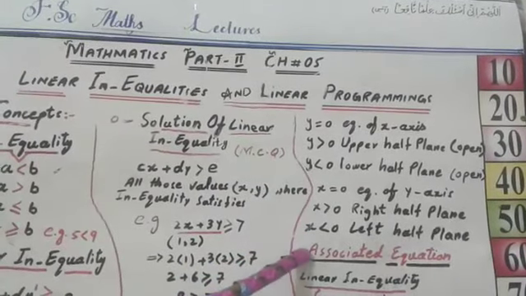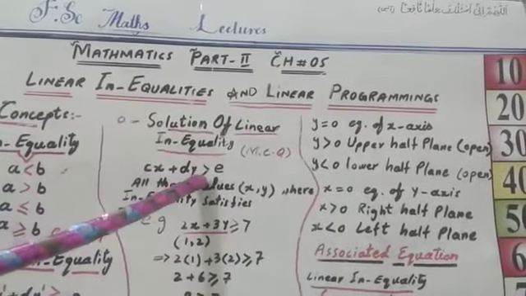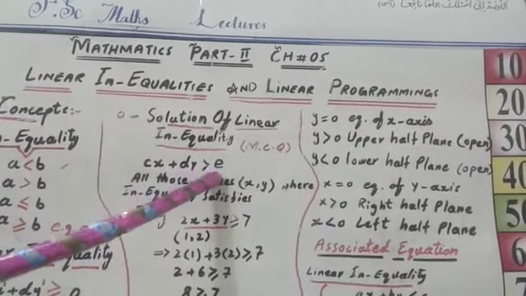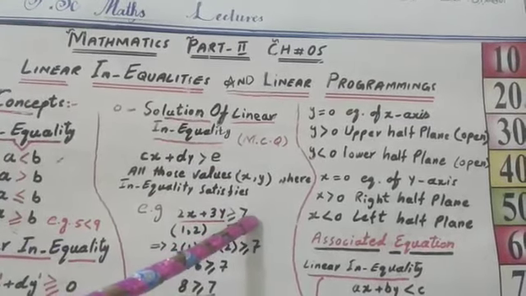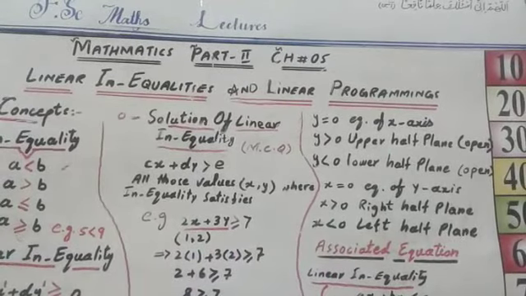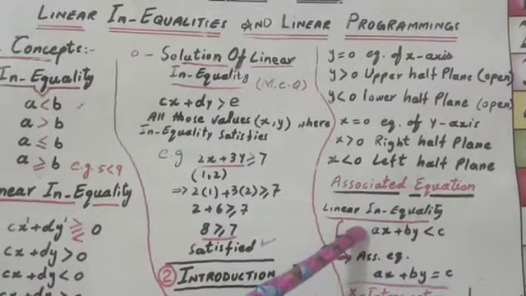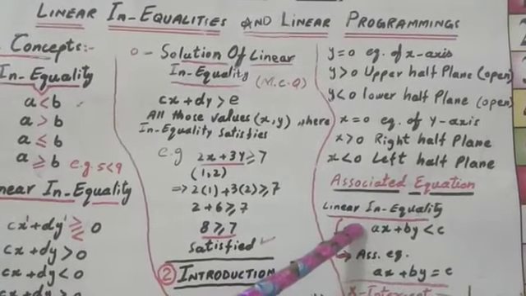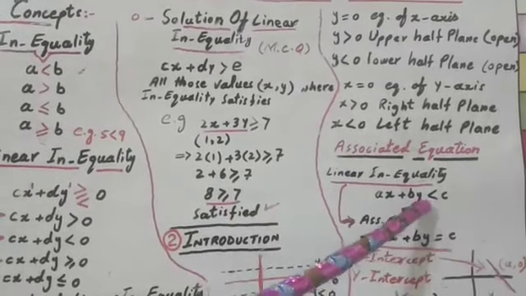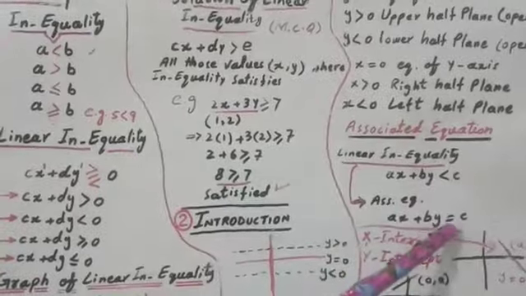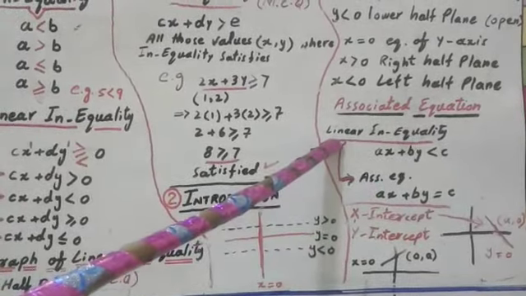Now, what is an associated equation? For example, this cx plus dy is greater than e. This is an inequality expression. 2x plus 3y is greater than or equal to 7. This is also an inequality expression. ax plus by is less than c. This is also an inequality expression. To write a linear inequality expression in equality form, replace the less than or greater than sign with an equality sign. Such an equation is known as the associated equation of that linear inequality expression.